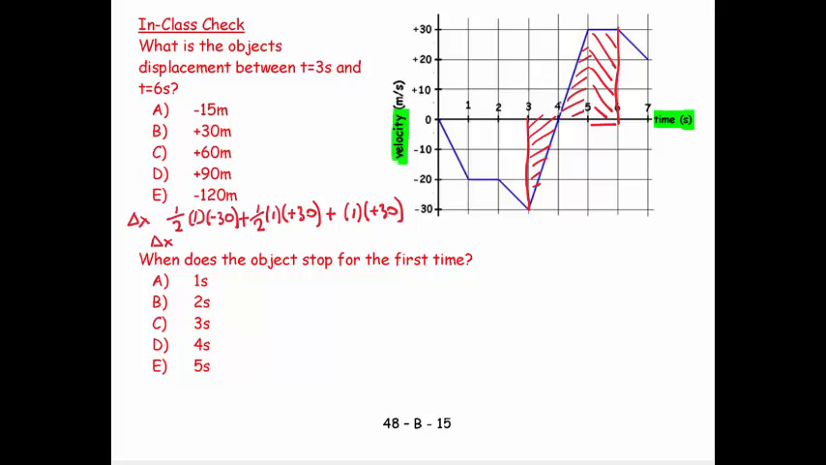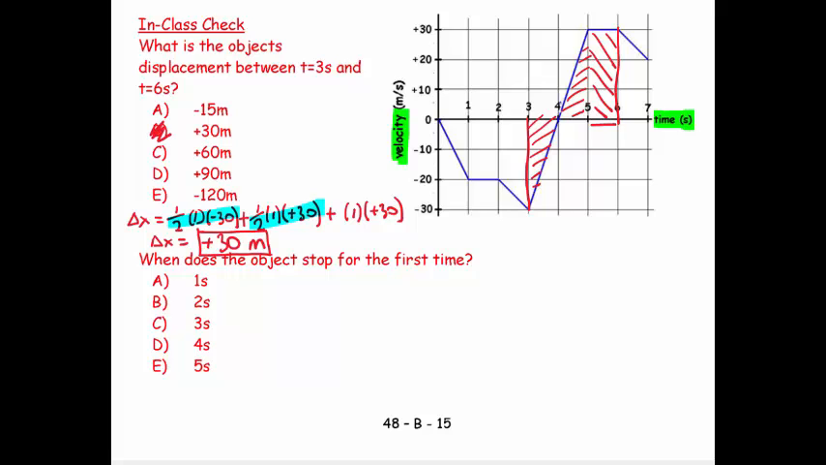So when I look at this, this is going to be my displacement. My displacement is equal to, well, this first section here will cancel out with that section there, and you can see it on the diagram that they cancel each other out. So my displacement is going to be plus 30 meters, and there's my answer, plus 30 meters.